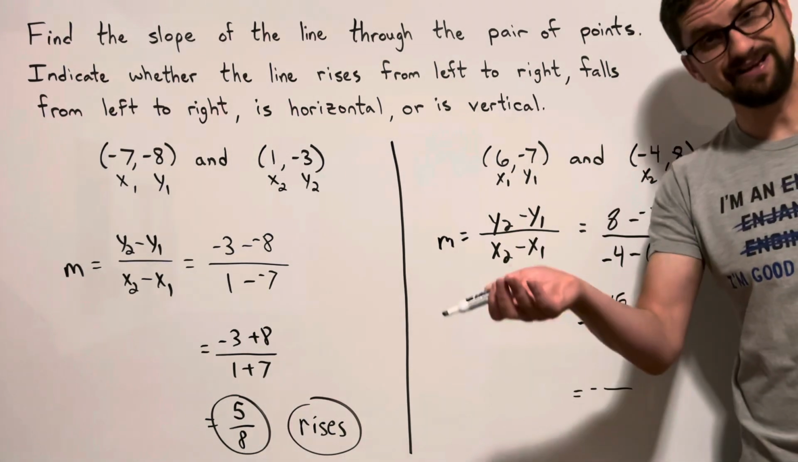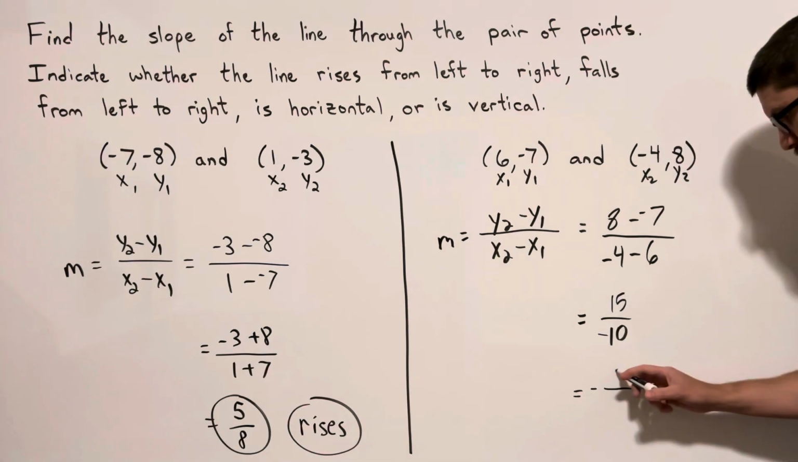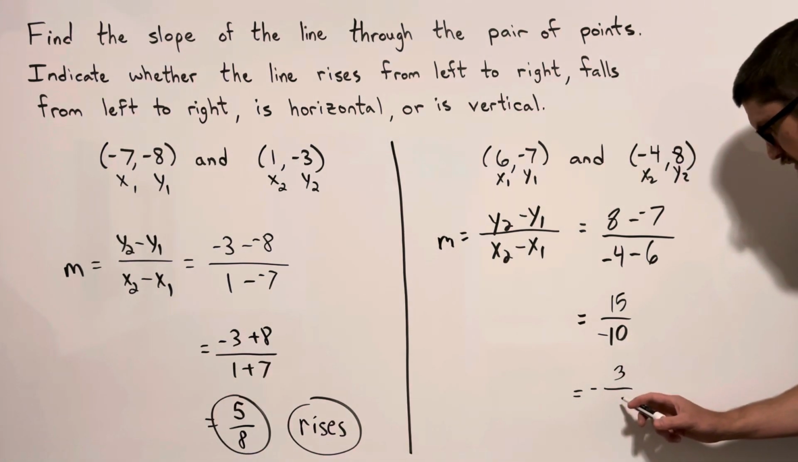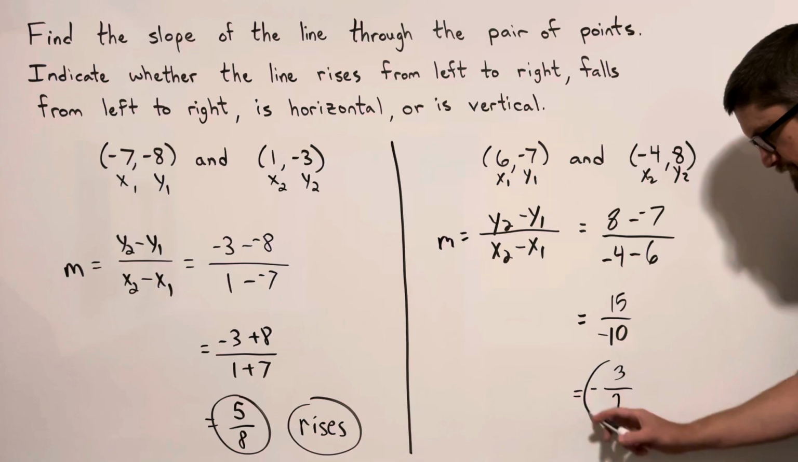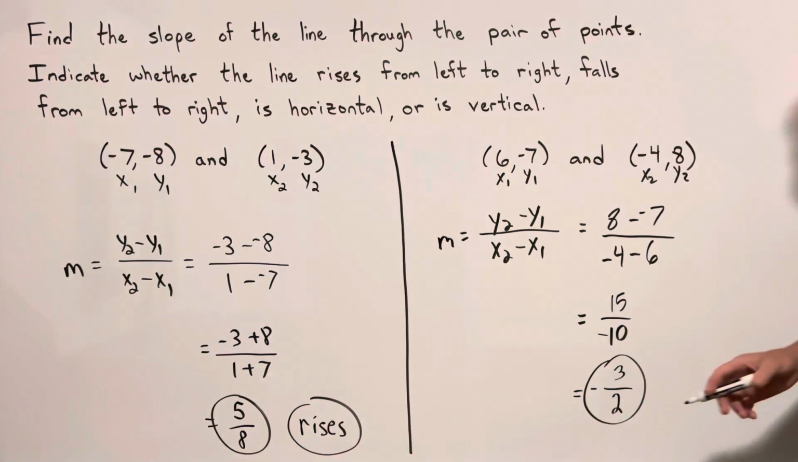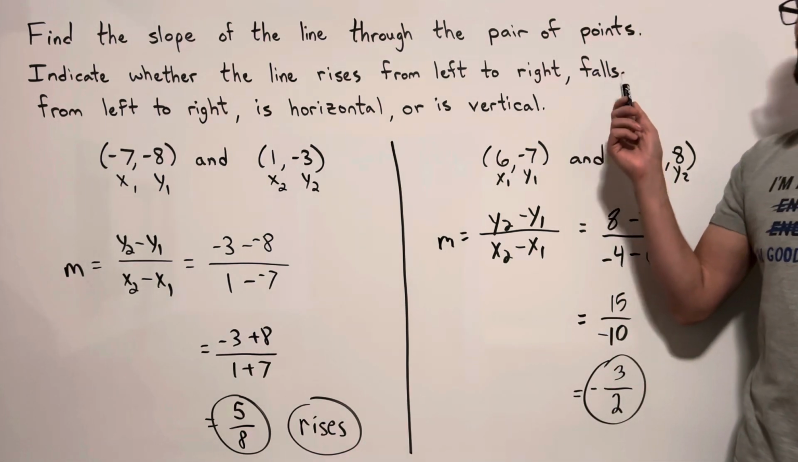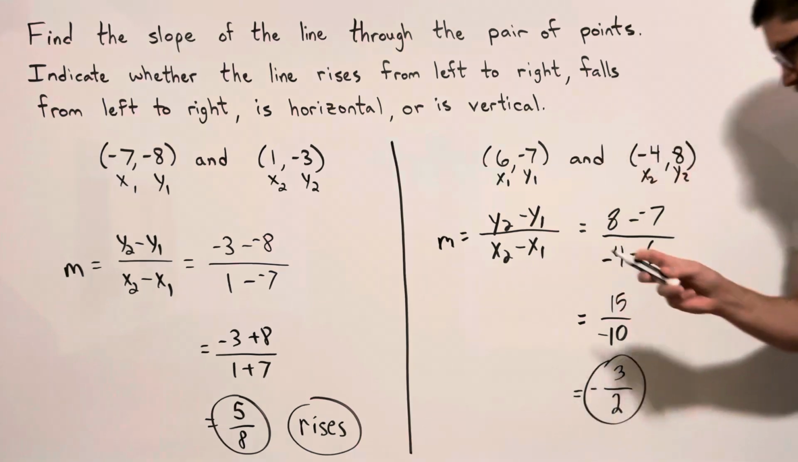15 and 10 both can be divided by 5. 15 divided by 5 is 3, and 10 divided by 5 is 2. So this time we're getting a slope of -3/2. And since it's negative, a negative slope means that the line falls from left to right.